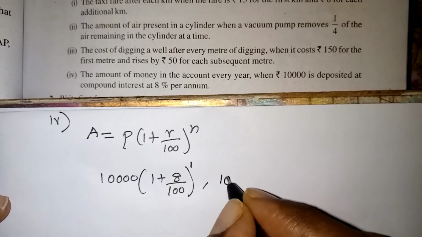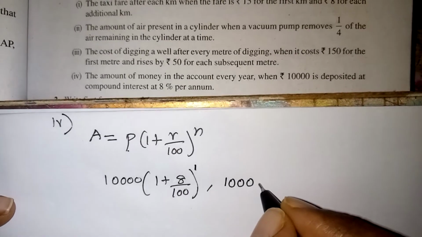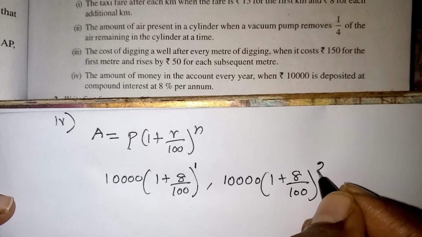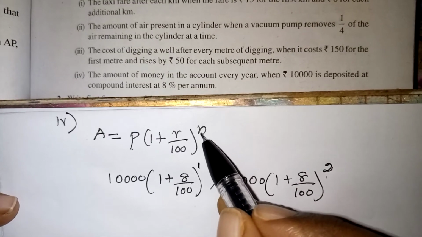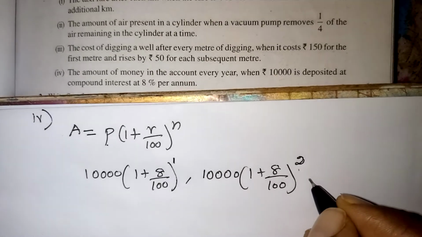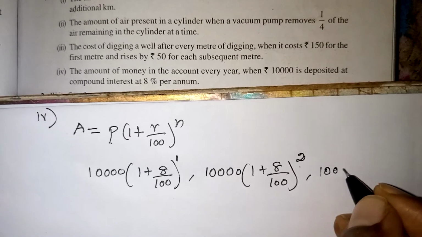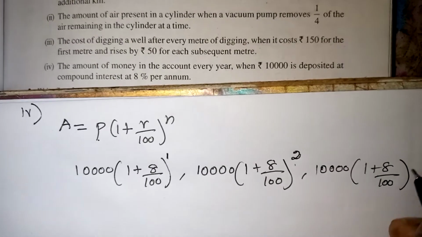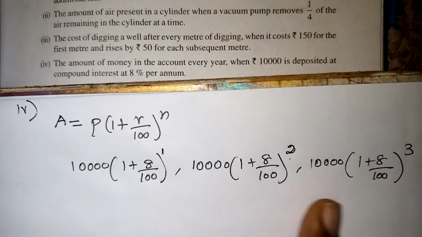The second year means the same thing: 10,000 into (1 plus 8 by 100) the whole square we have to take. In the second year, n is the number of years, so that will be written as 2. When you are going for the third year, again 10,000 into (1 plus 8 by 100) the whole power 3 it will be. Look at all these values.